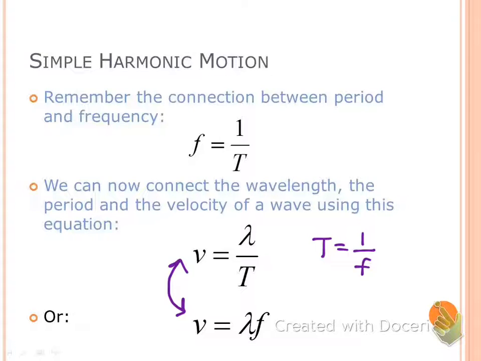Okay, what would our unit be for velocity of a wave? Meters per second. Wavelength is still measured in meters. The period of something is how long does it take to make one oscillation, so it would be in seconds. Okay, so our unit is still meters per second. So this equation on your equation sheet, one of these two or both on your equation sheet.